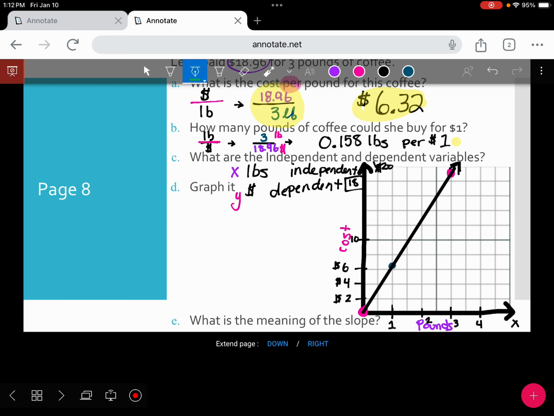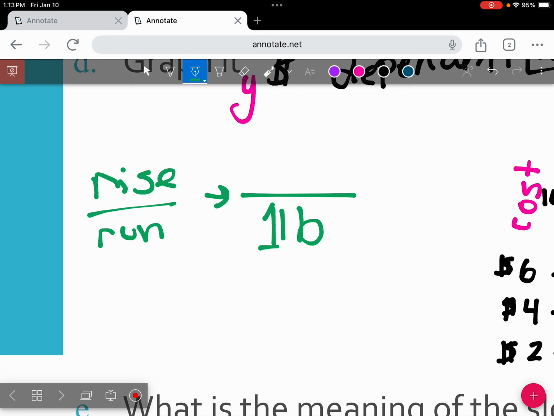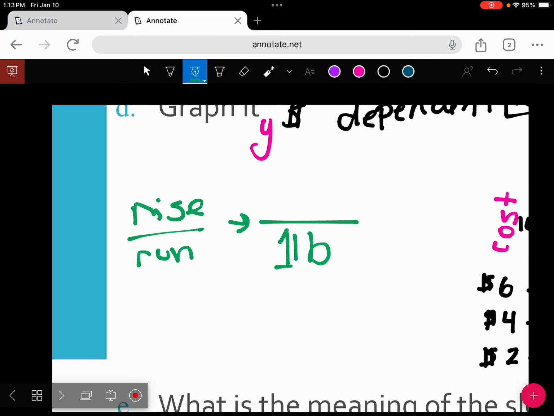So we're looking at our rise over run. We know from buying no coffee to buying 1 pound of coffee, this went over 1. So our run is 1. I'm just going to write it down. Rise over run. So our run is 1 pound.